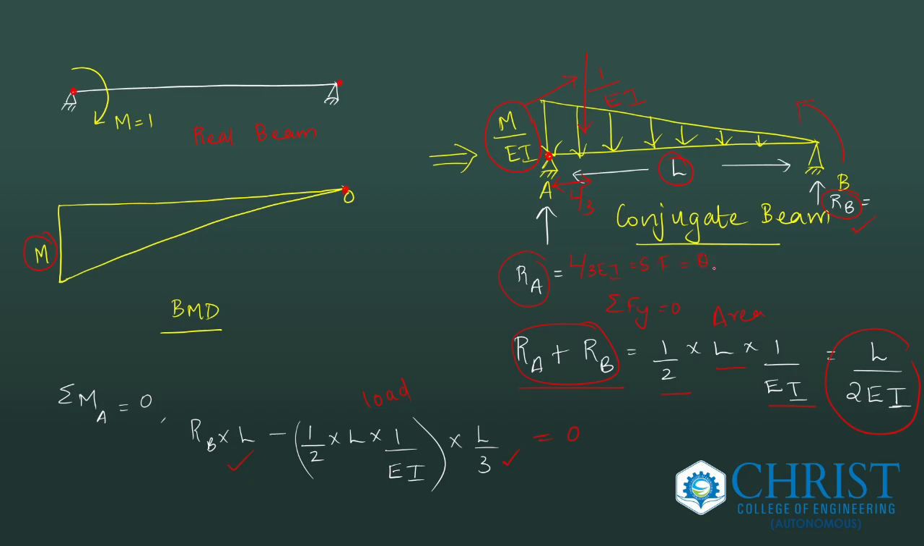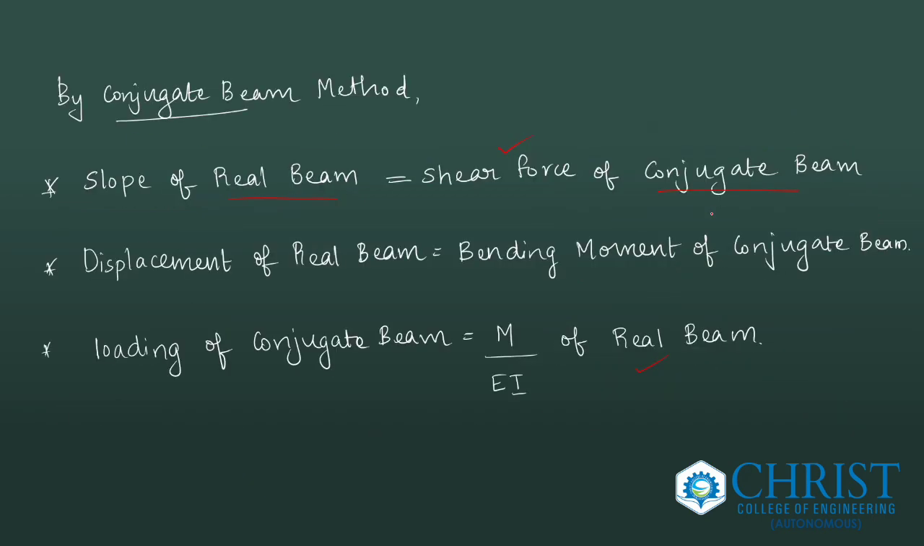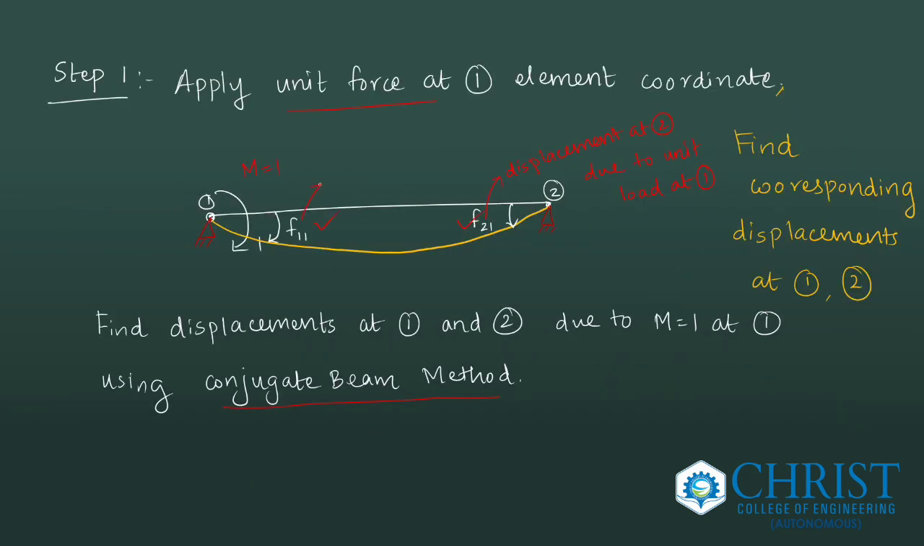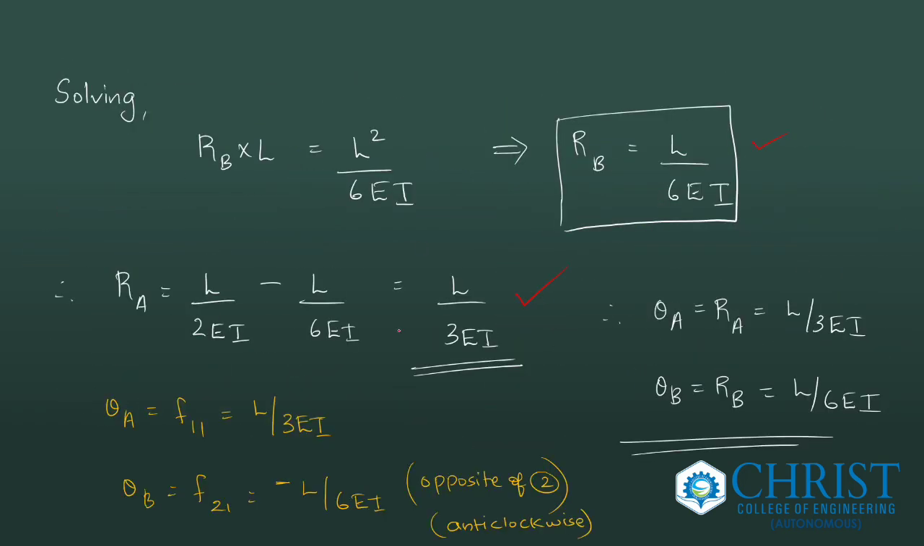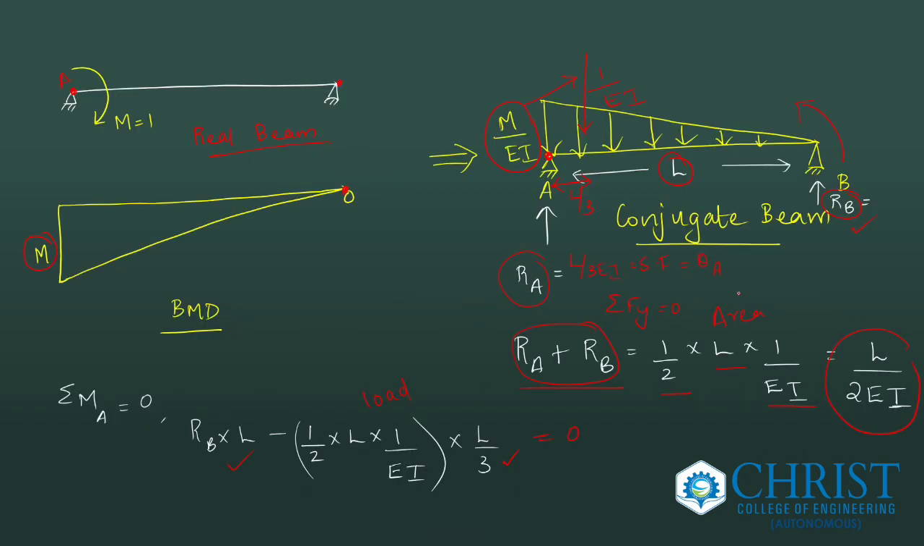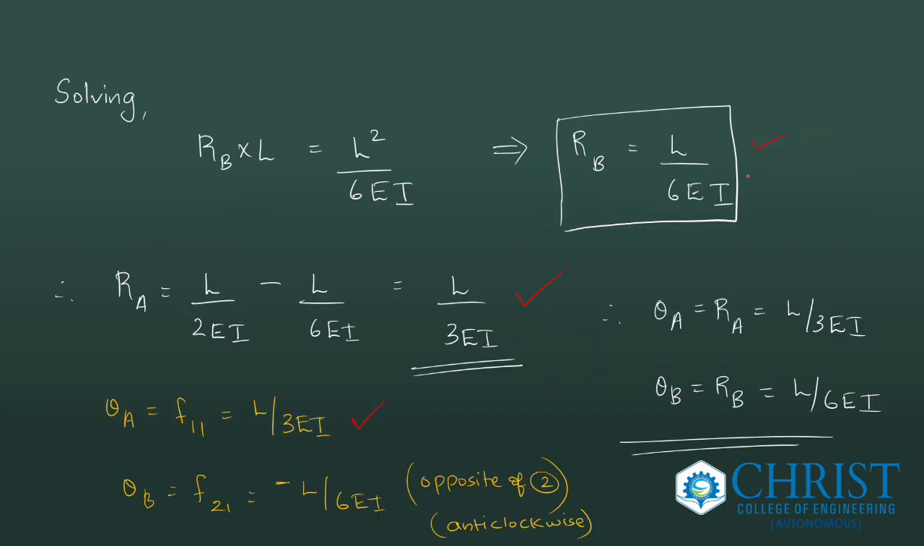That will become the theta A at this point of the real beam. That theta A is nothing but my F11 value. Theta A is equal to RA. Right. So I have found out theta A as L by 3EI. Similarly, theta B equal to RB. RB is given as L by 6EI.